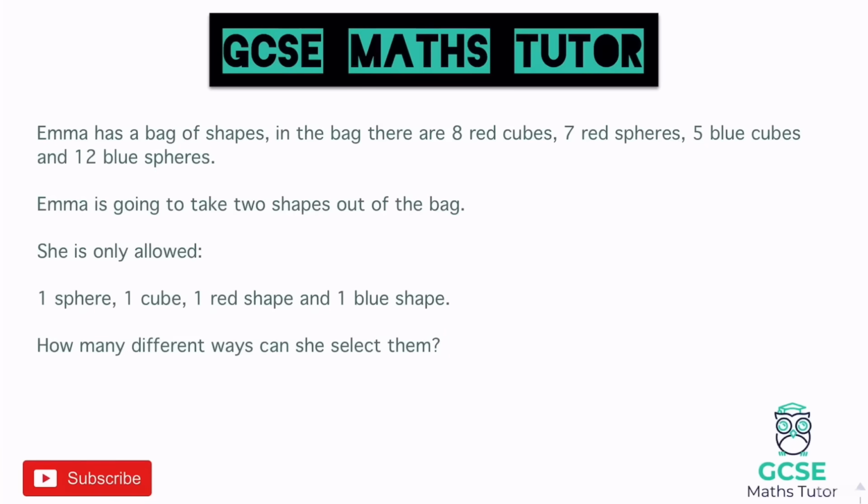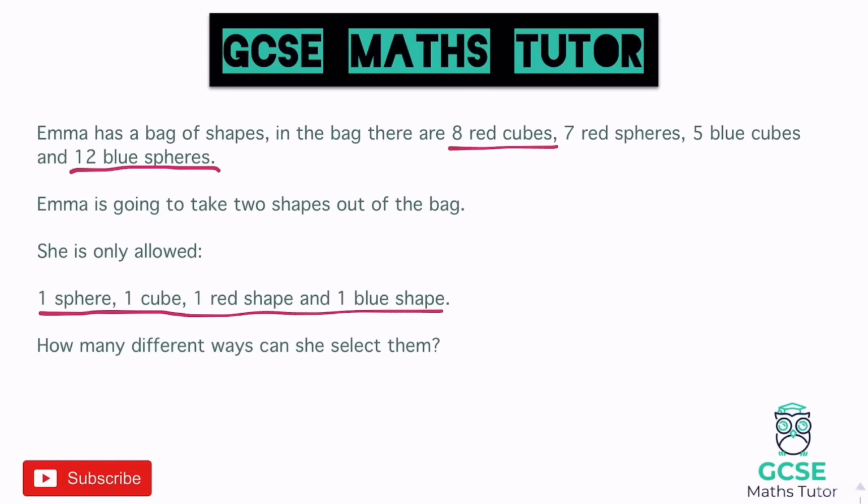So we're looking at the product rule for counting here in combinations. So all we have to do is think about here, how many options does she have on the first pick, and we're going to multiply it by the amount of options on the second pick. Problem is we've got this scenario here where she's only allowed 1 of each shape and 1 of each colour. So if we think about this at first, if she takes a red cube, then she can't take another red shape, so she can't take any of those red spheres, and she also can't take any of the blue cubes because she's only allowed 1 red shape and 1 cube.